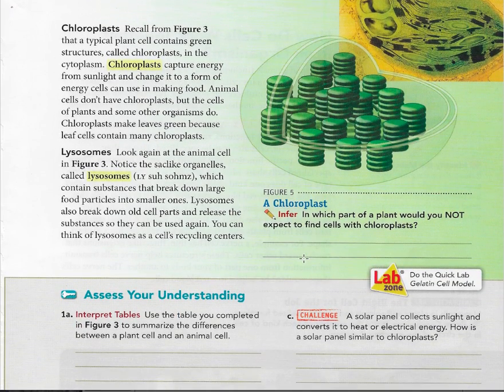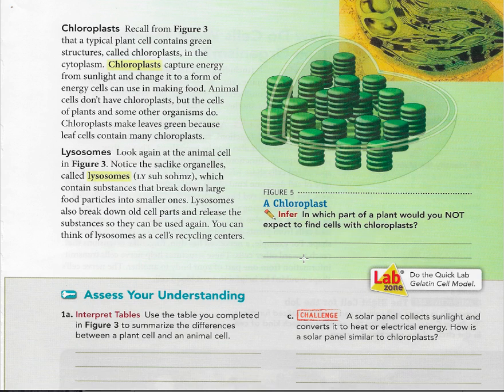Chloroplast. Recall from Figure 3 that a typical plant cell contains green structures called chloroplasts in the cytoplasm. Chloroplasts capture energy from the sunlight and change it to a form of energy that the cells can use in making food. Animal cells don't have chloroplasts, but the cells of plants and some organisms do. Chloroplasts make leaves green because the leaf cells contain many chloroplasts.